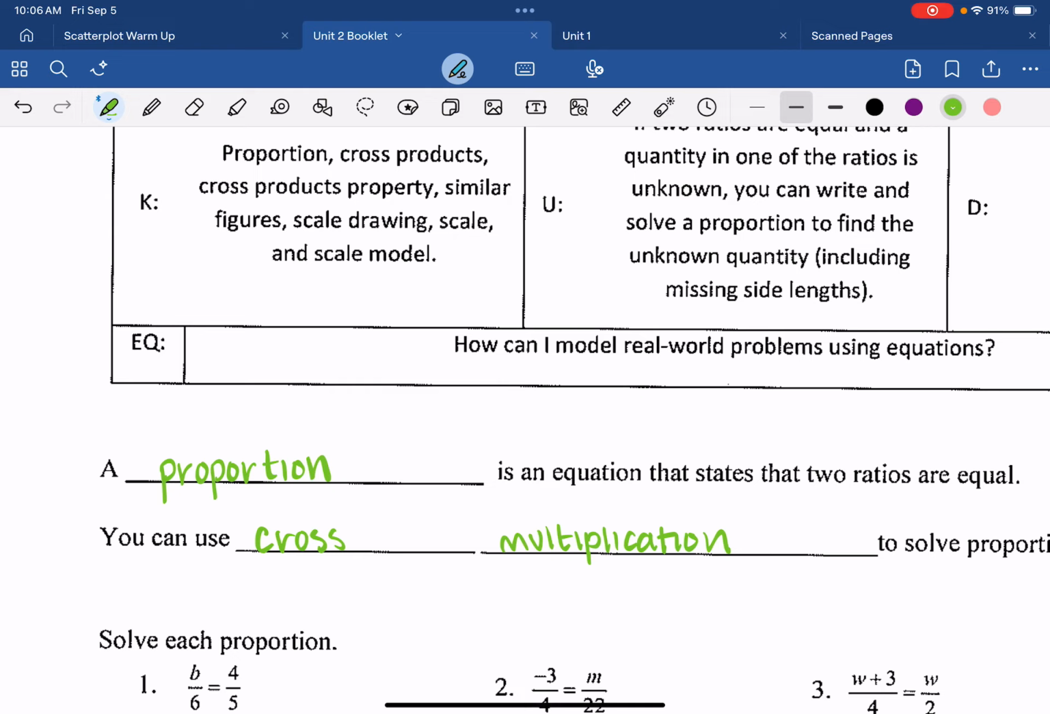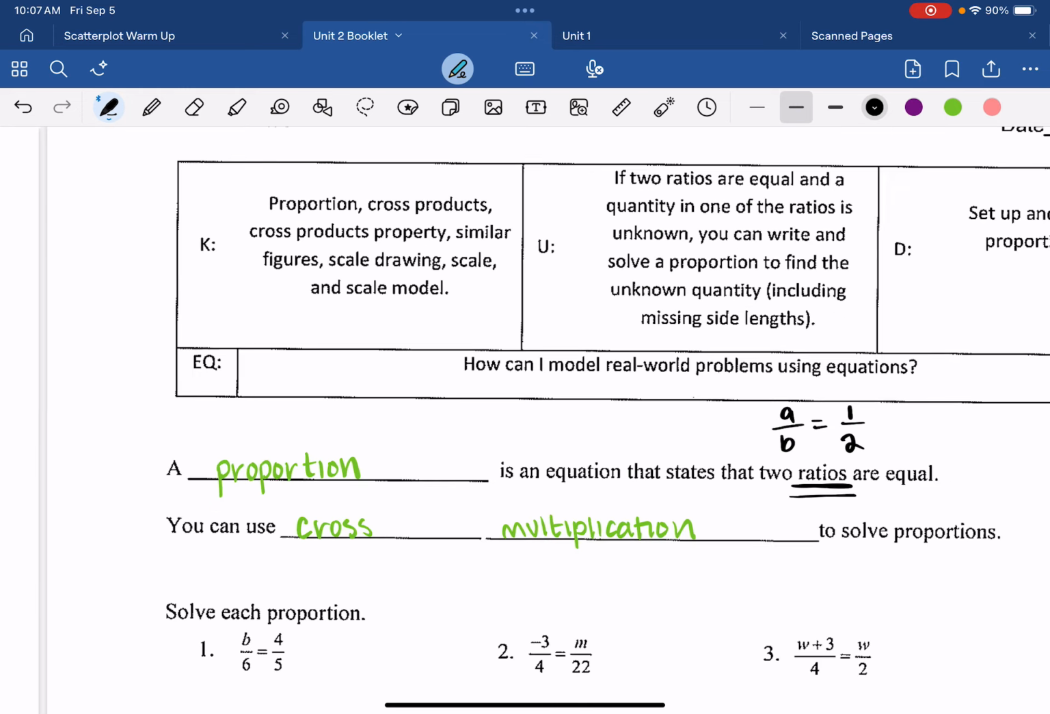So a proportion is an equation that states that two ratios are equal. Okay, if you remember correctly, ratios oftentimes will be represented by a fraction. So, for example, I'd have a fraction a over b equals, let's say, 1 over 2. Two fractions, I know they're set equal to each other, okay?